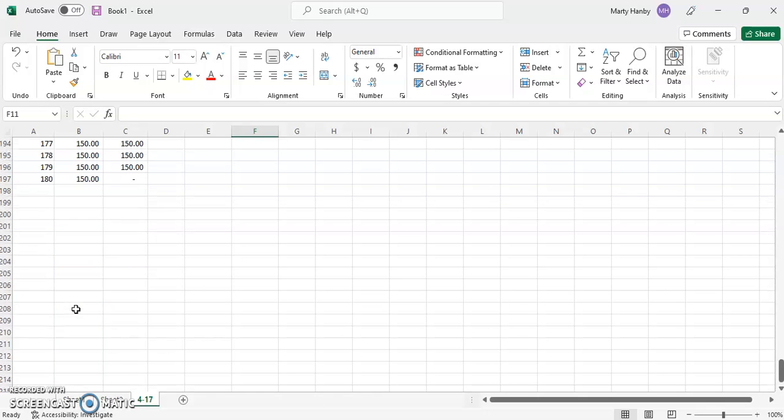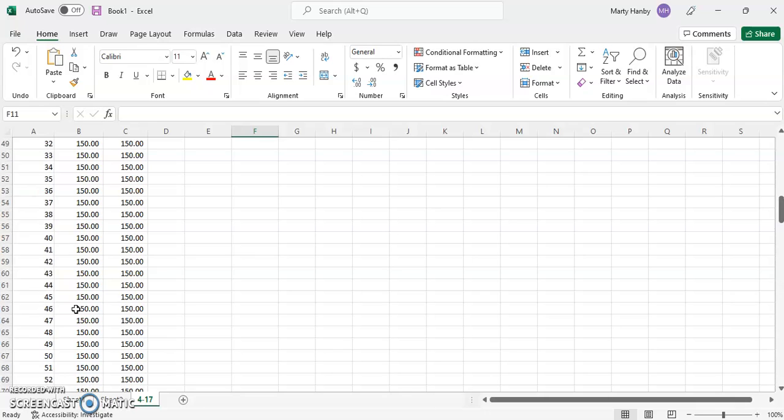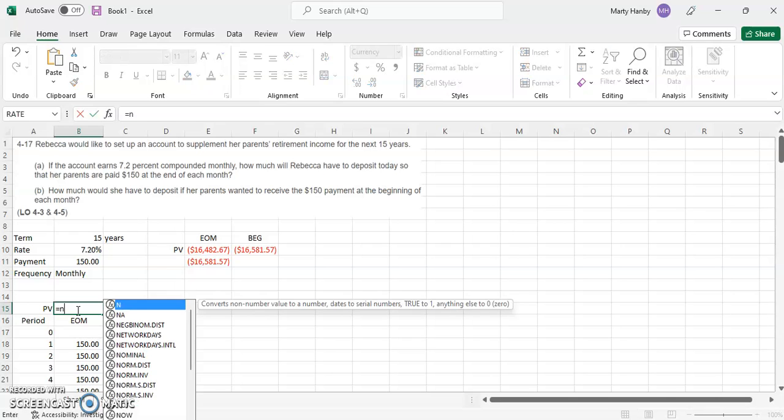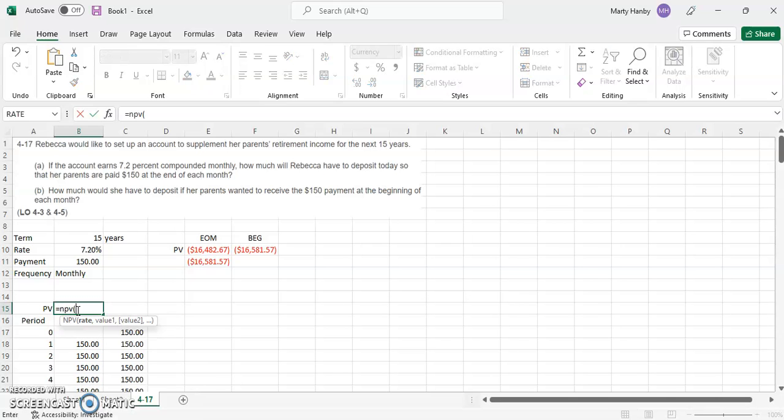So I've entered all the payments here, all the way up to 180 payments. So that 15 years monthly is 15 times 12, or 180. So equals NPV. That's the net present value function. So first thing is the rate. We've got to make it a monthly rate, divide by 12, comma.